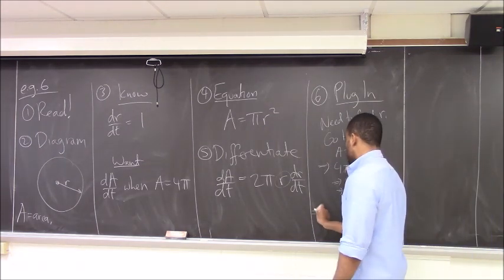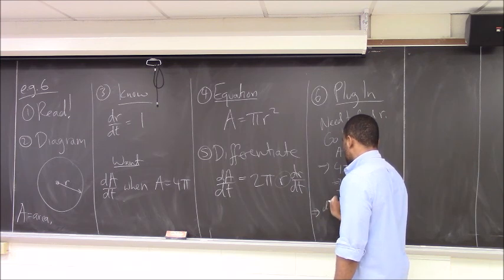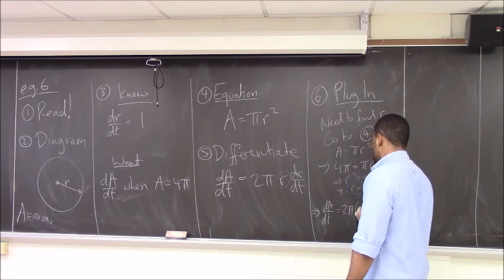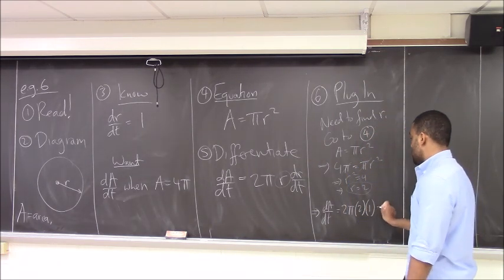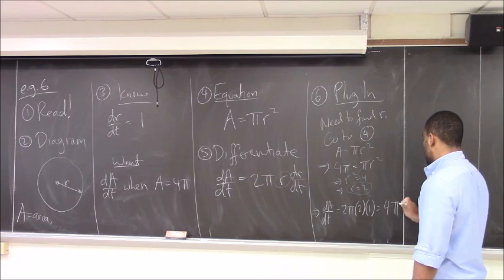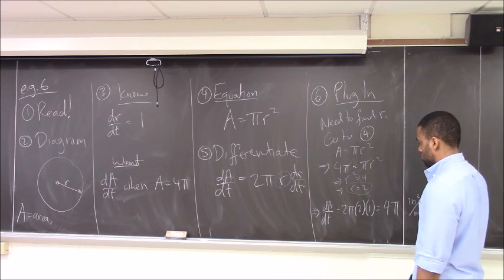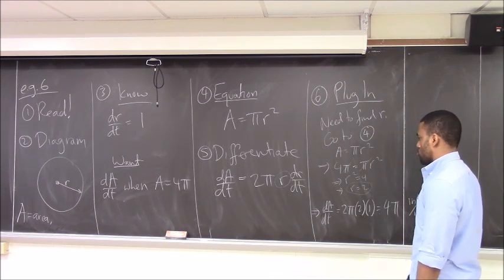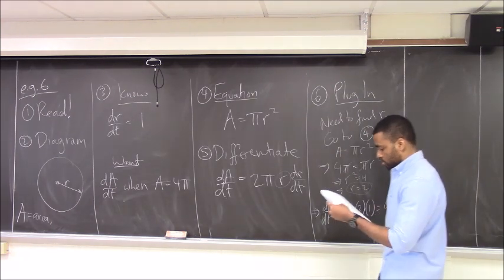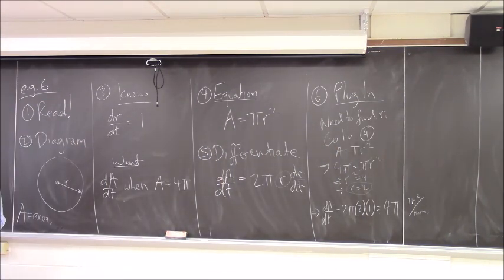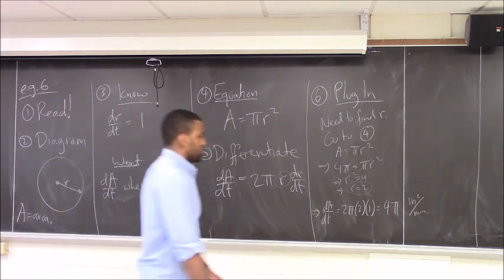And so now we can plug in. dA/dt is equal to 2 pi times 2 times dr/dt. So it's increasing at 4 pi square meters per minute. Where it says area is 4 pi cubic meters, that should be square meters. Area is in square units. So that's the answer, 4 pi.